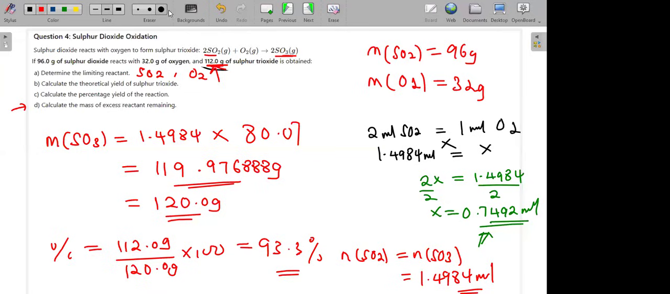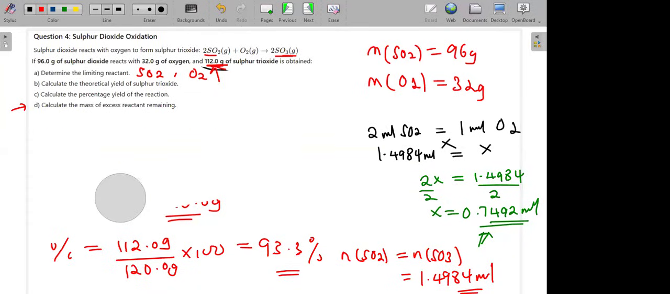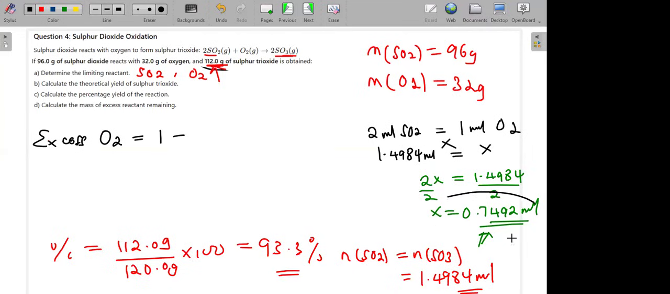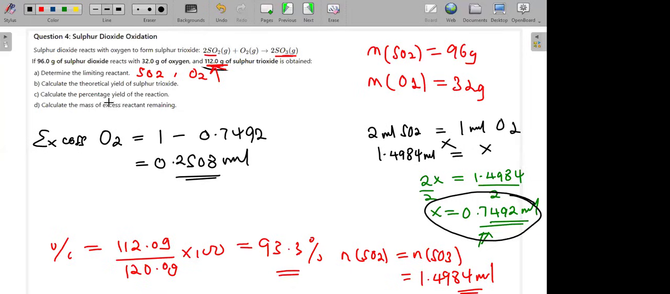Calculate the mass of excess reactant remaining. So the excess reactant was the oxygen. The excess oxygen will be equal to the initial number of moles that I had in the reaction, which was 1, minus the ones that reacted, which were 0.7492. So 1 minus 0.7492 will just give me 0.2508 moles. So these were the excess moles of oxygen.